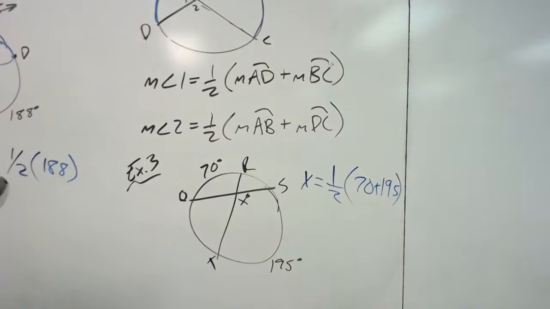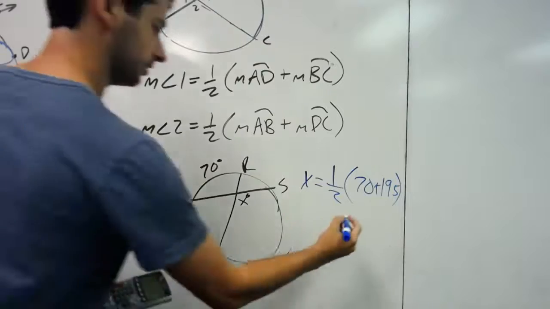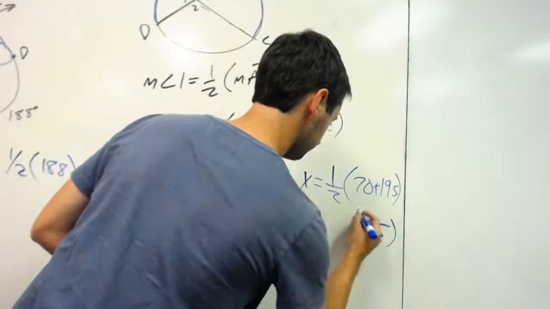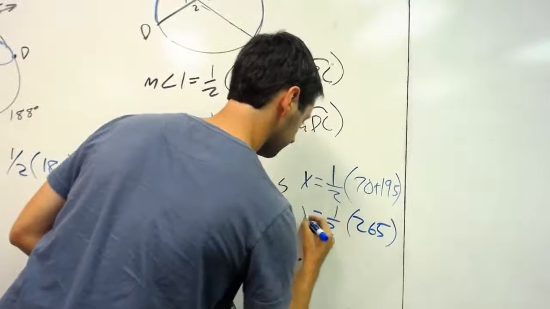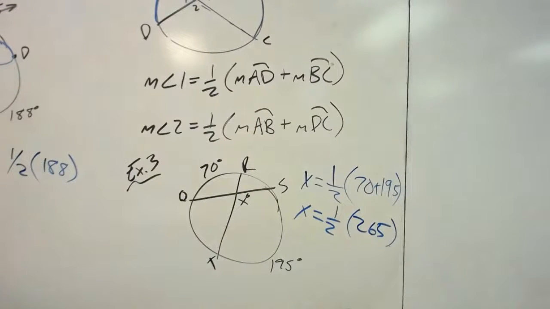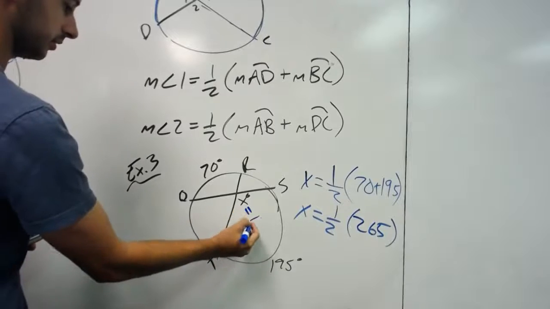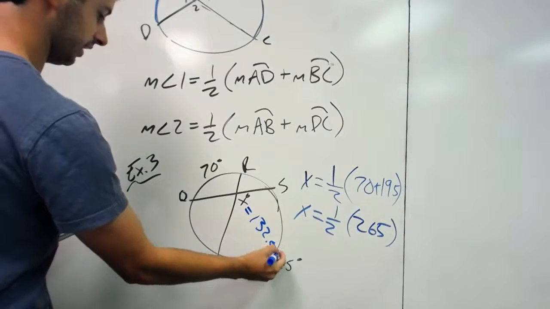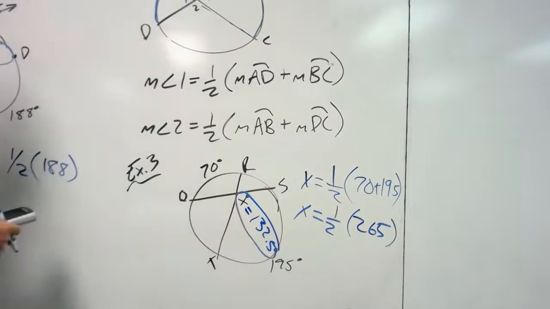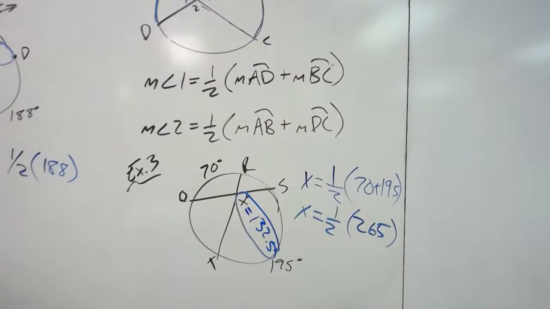So 70 plus 195 is 265. Then we divide that by 2, and we get 132.5. And that's how you do theorem 64-2. And those are some intros into different angles interior to circles and how to solve for them.